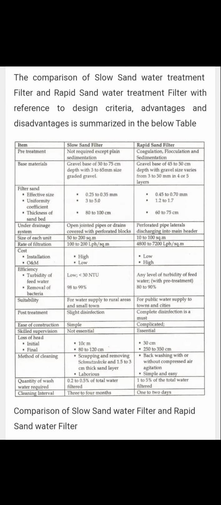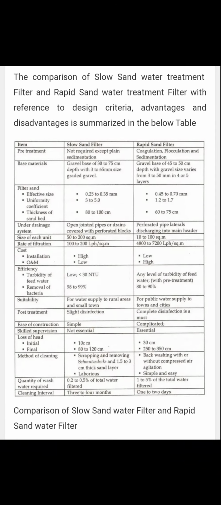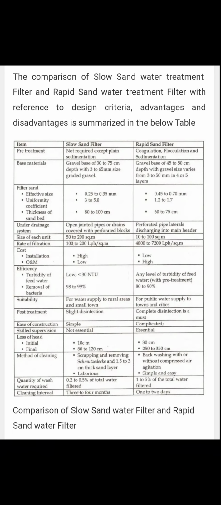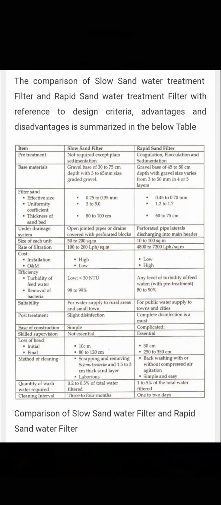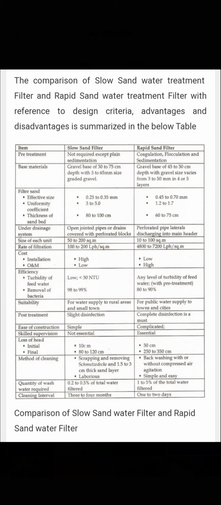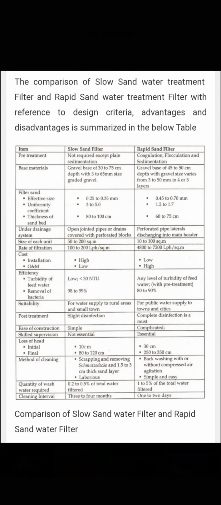If you consider the rate of filtration for slow sand, it is 100 to 200-300 liters per hour per square meter area. For the rapid sand filter, it may vary from 3000 to 6000-7000 liters per hour per square meter area. And for the pressure filter, the rate of filtration is much higher, that is 6000 to 15000 liters per hour per square meter area.